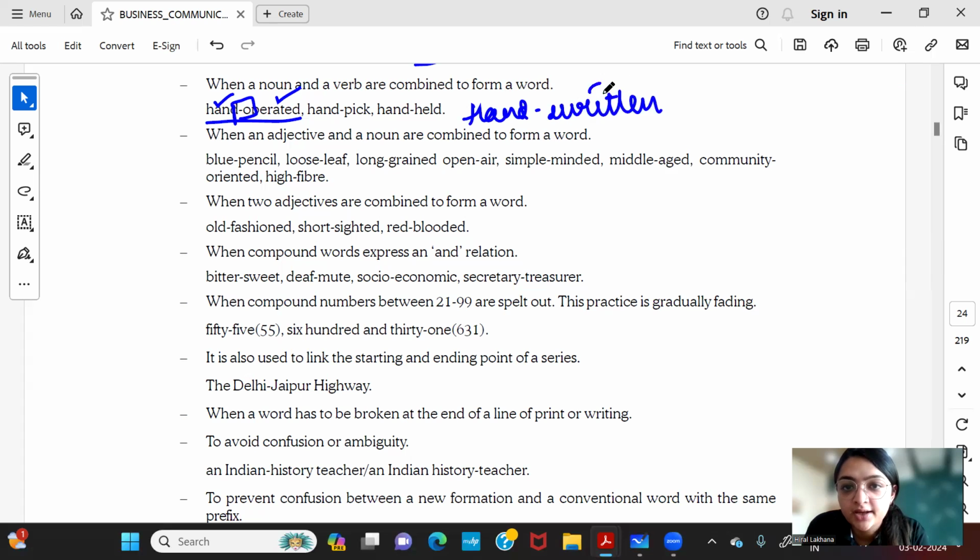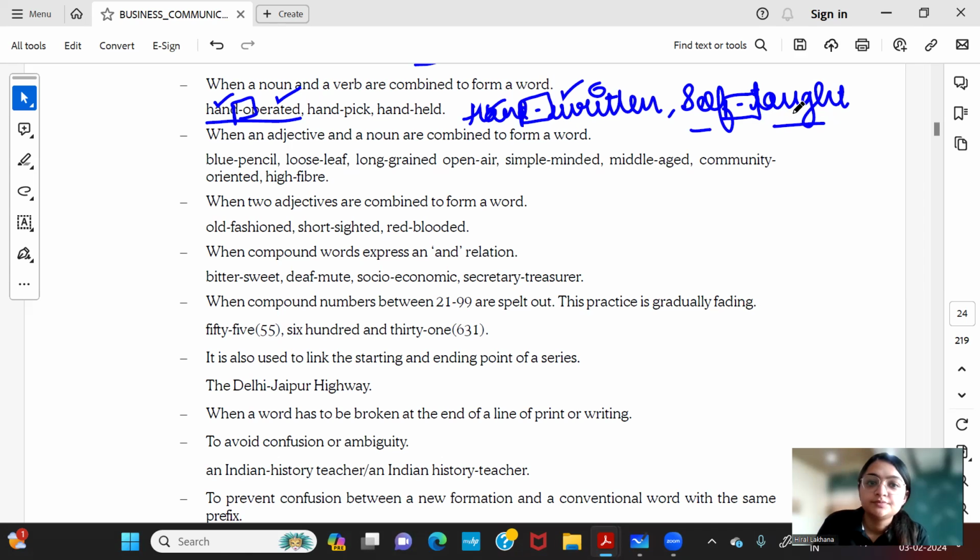So when we are saying handwritten, hand is a noun, written is a verb, and there is a hyphen that joins the two. Similarly, we can say self-taught. So if we are saying he was a self-taught teacher, then this hyphen becomes the punctuation mark that joins self as well as taught. Similarly, in addition to noun and verb that we just saw, it is also used in case of an adjective as well as a noun that is combined.